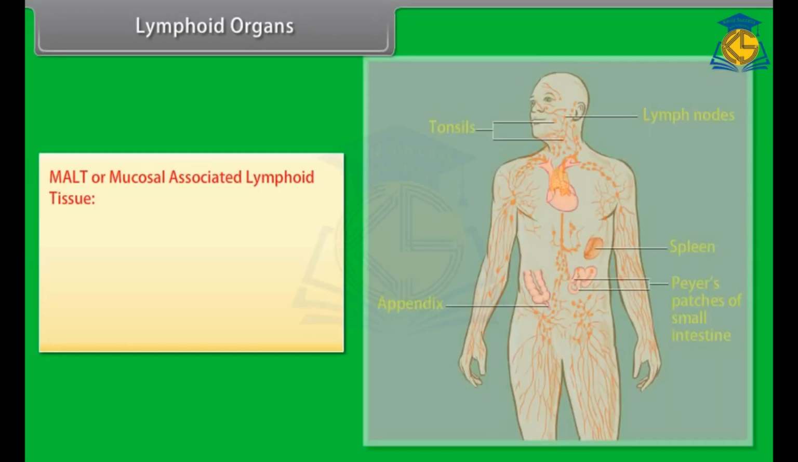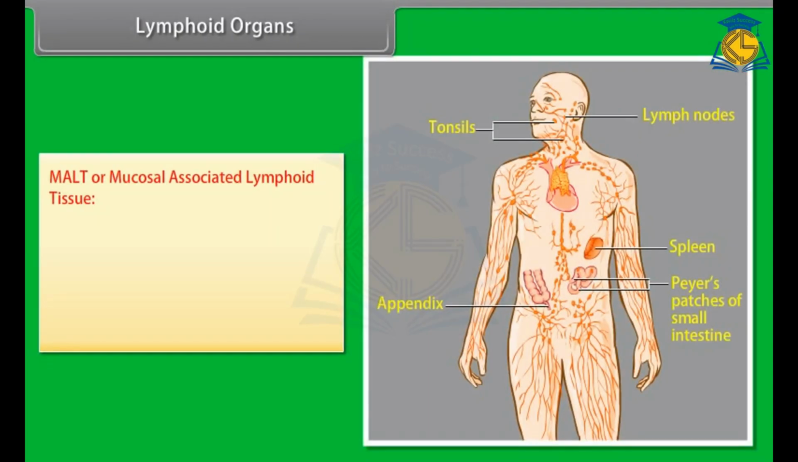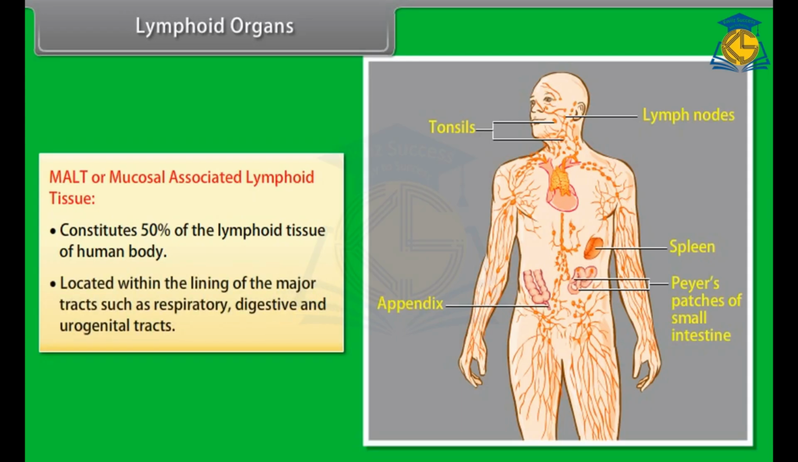MALT, or mucosal associated lymphoid tissue, constitutes 50% of the lymphoid tissue of the human body. It is located within the lining of the major tracts such as respiratory, digestive and urogenital tracts.